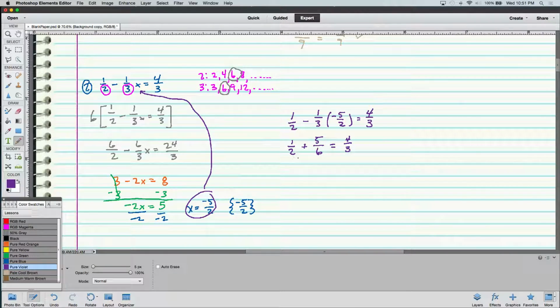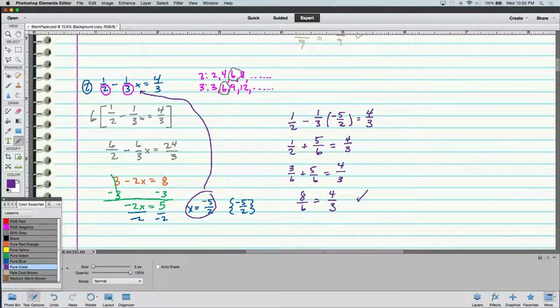And in order to add fractions, just like we did here, we're going to want the least common multiple of 2 and 6. So the least common multiple of 2 and 6 is just 6. So we're going to multiply this by 3. That's going to give us 3 over 6 plus 5 over 6 equals 4/3. Since they have the same denominator, we can now add the numerators. So 8 over 6 equals 4 over 3.